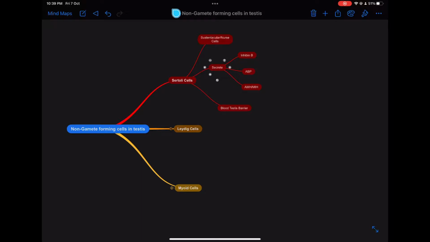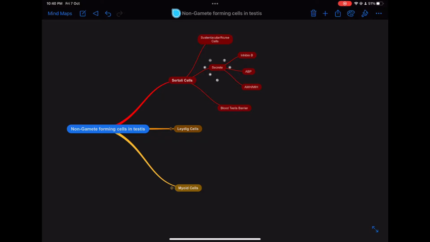Now coming to the second secretion, that is the androgen binding protein or ABP. So ABP actually binds to testosterone that is secreted by the Leydig cells and maintains a local concentration or local regulation of this testosterone hormone, which is a steroid hormone. And it is also important for the process of gametogenesis.